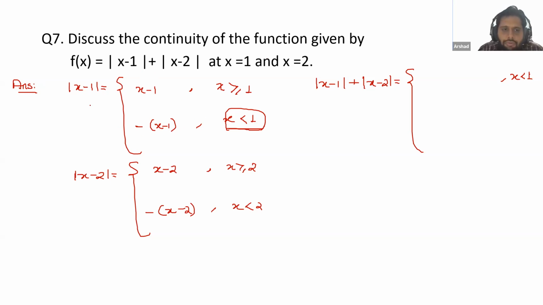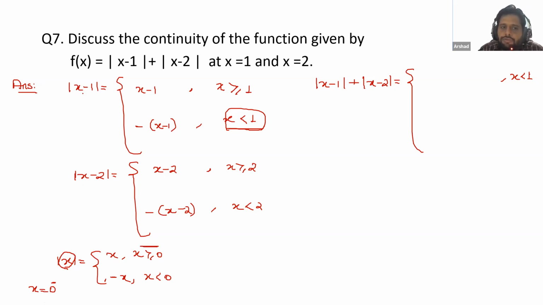So please, all of you again check here. We have a modulus x minus 1. Yesterday we checked modulus of x. So modulus of x is x when x is greater than or equal to 0, and it is minus x when x is less than 0. So whatever expression you have inside the modulus, you equate that with 0, and whatever point you get, you take that point as a reference point.